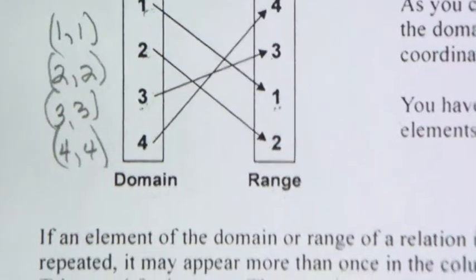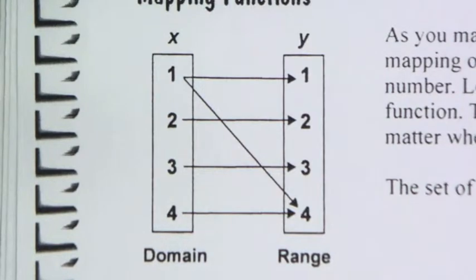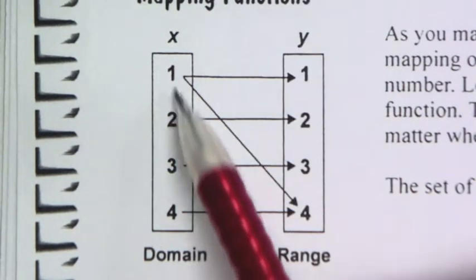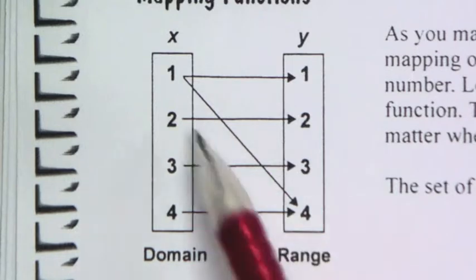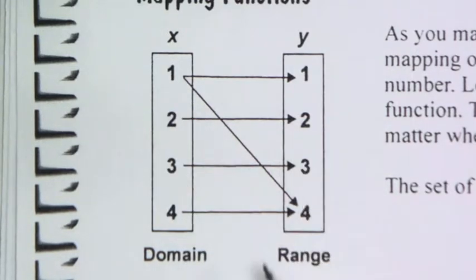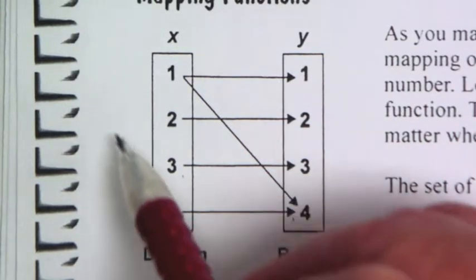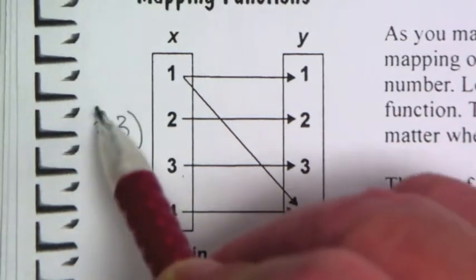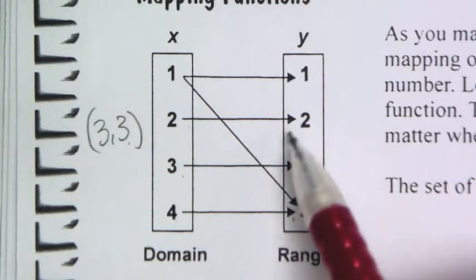Let's look at one that's not a function, okay? This one right here is another mapping. It says right there, mapping functions. Here again, these are the x values, the domain. These are the range. In other words, if I put these values in, I get these values. If I put in a 4, I get a 4. That makes sense. And if I put in a 3, I get a 3. And again, that means the ordered pair (3, 3), there's the x, and there's the y. Now, if I put in a 2, I get a 2. This is just like the other one.